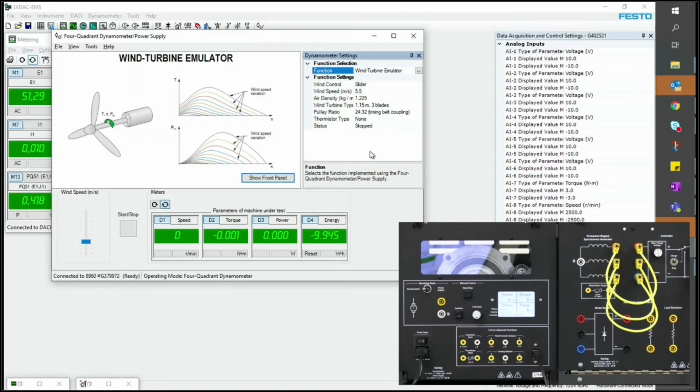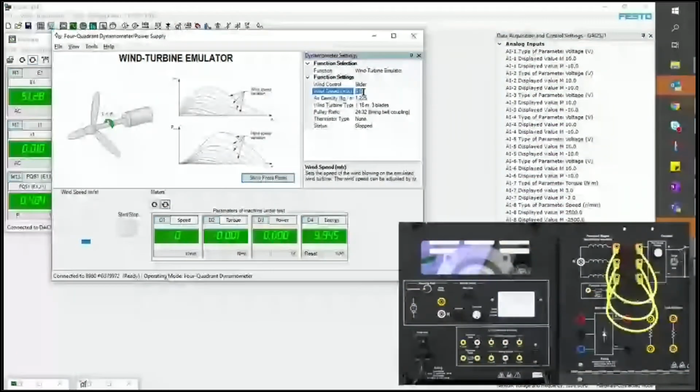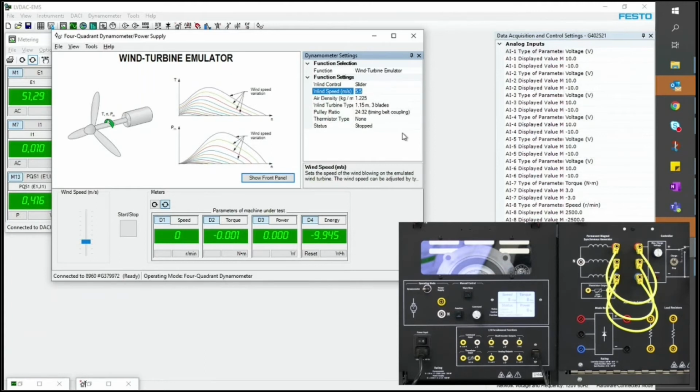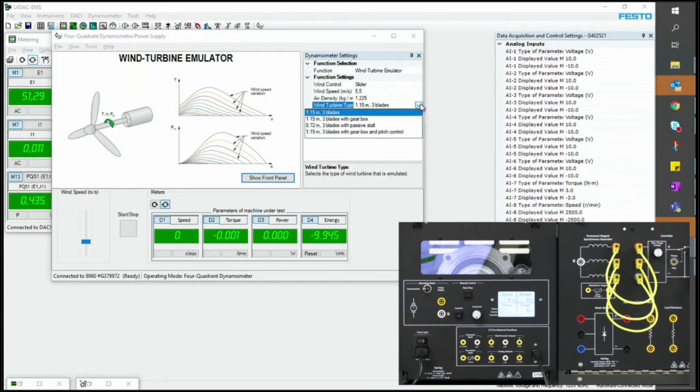And when I select this function, you see that I have all these controls. So I can set the wind speed here in meters per second from 0 to 12 meters per second, which corresponds to about 40 kilometers an hour, which is the maximum speed you will accept on a wind turbine before it breaks. The air density can be controlled, and the wind turbine type that you want to emulate, a few different choices, all of domestic, residential size, of course. We are not emulating multi-kilowatt and multi-megawatt turbines, and that's it.